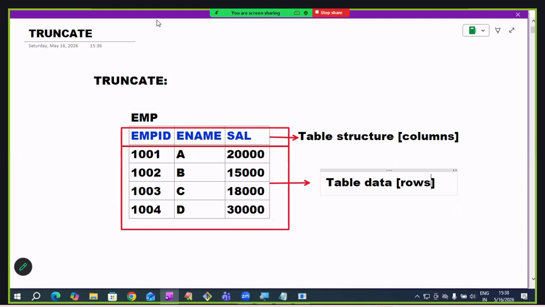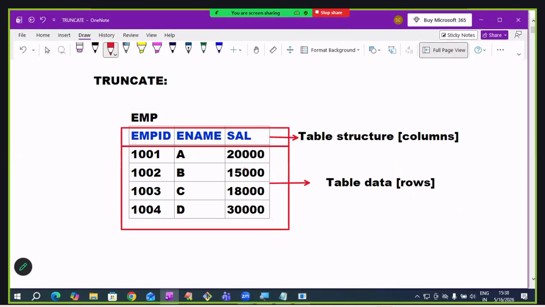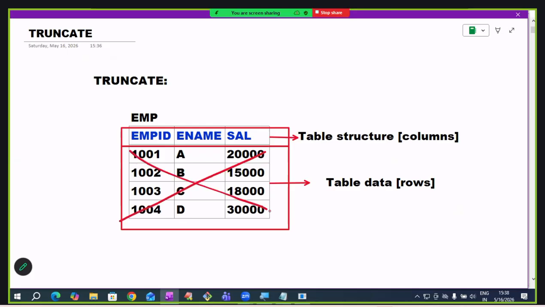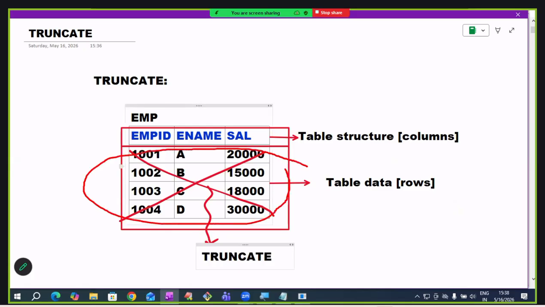Okay, if our requirement is deleting entire table data, if we want to delete entire table data, means all rows, then use the command truncate. That's it. If we want to delete all rows with auto commit, with good performance, then go for truncate. This is the only purpose of truncate.